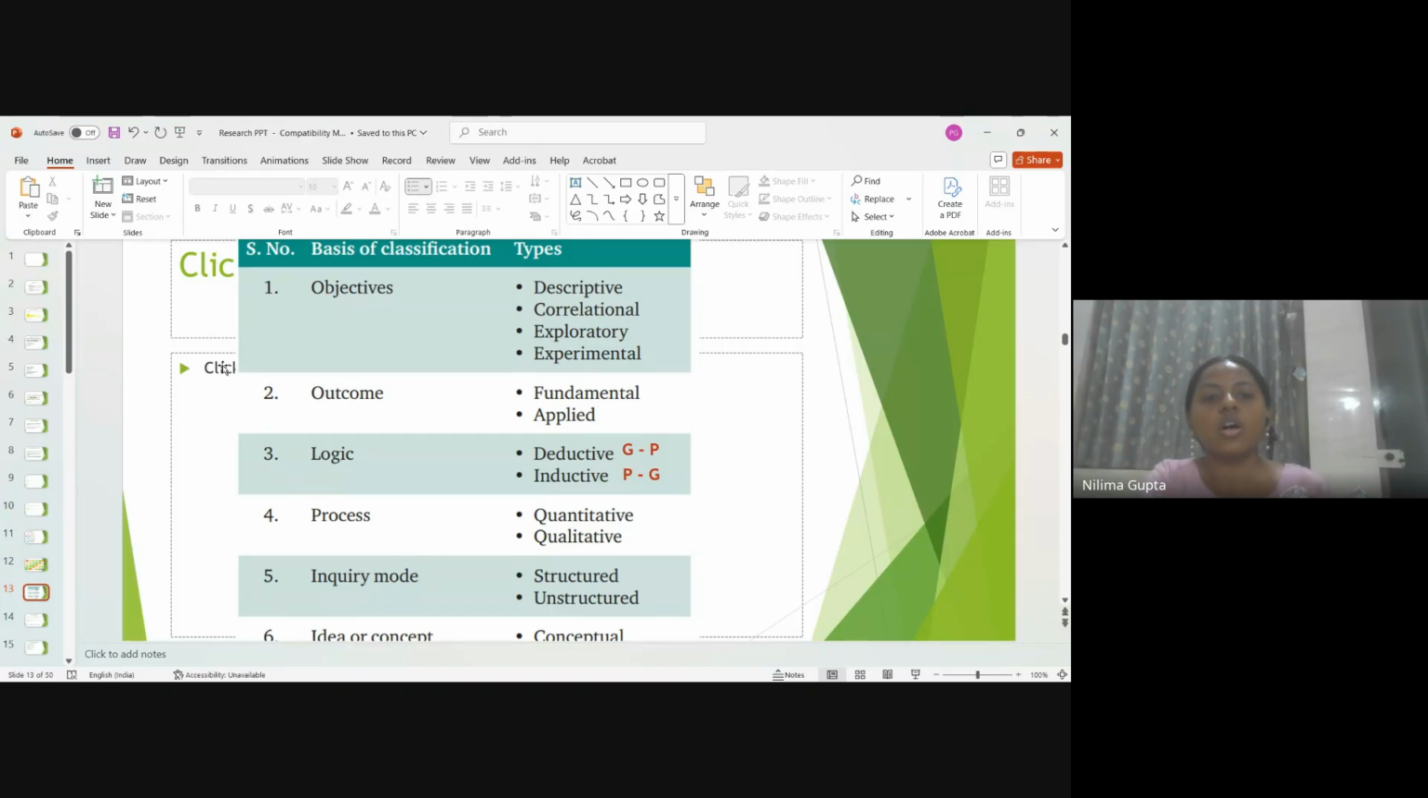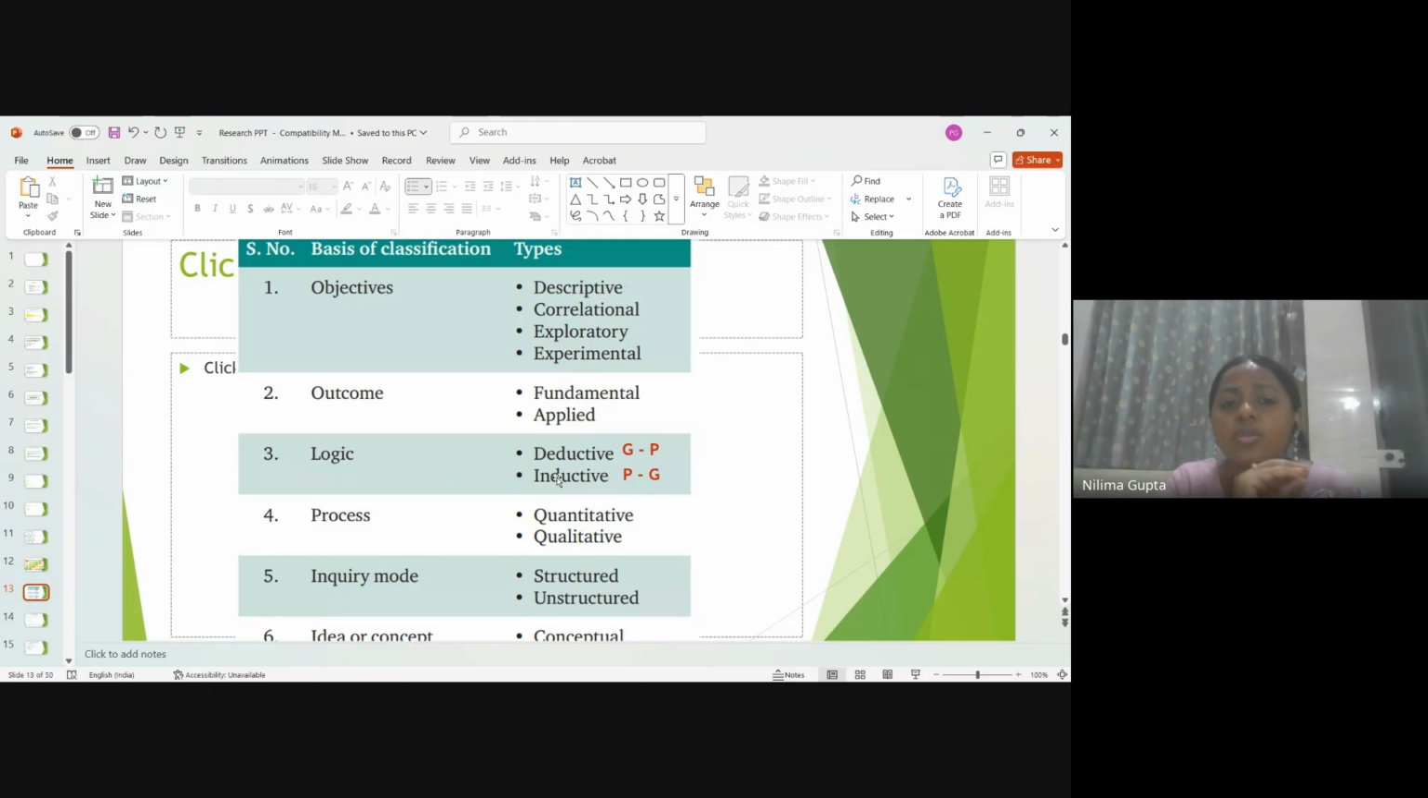Research has been divided into certain types on the basis of their classification, either objective, outcome, or other. On the basis of objectives, research has been divided into descriptive, correlational, exploratory, and experimental. On the basis of outcome, research has been divided as fundamental and applied. We will go into detail, don't worry about it. Then on the basis of logic, it is divided as deductive and inductive.